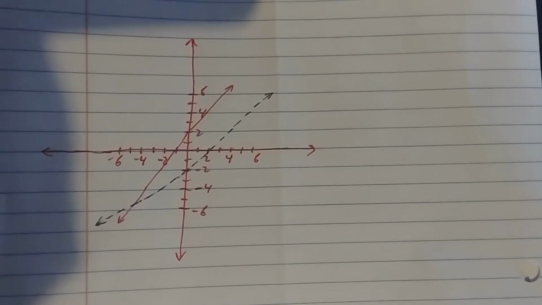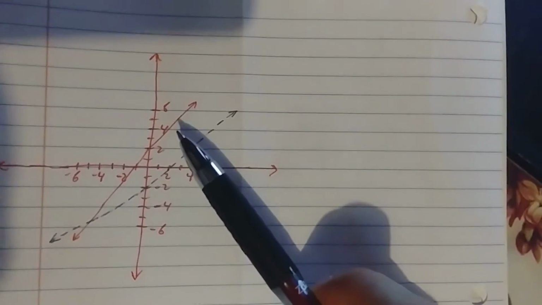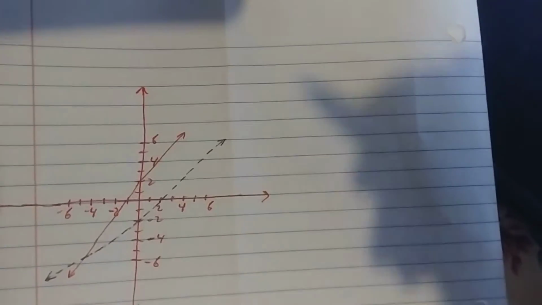Okay, so here I have my two graphs. I have the red one, which is going to represent the graph at the top, and the black one, which represents the one that is a dotted line. So how do we determine these linear inequalities? The same way that we determine the linear equations. So I'm gonna find the red one first.